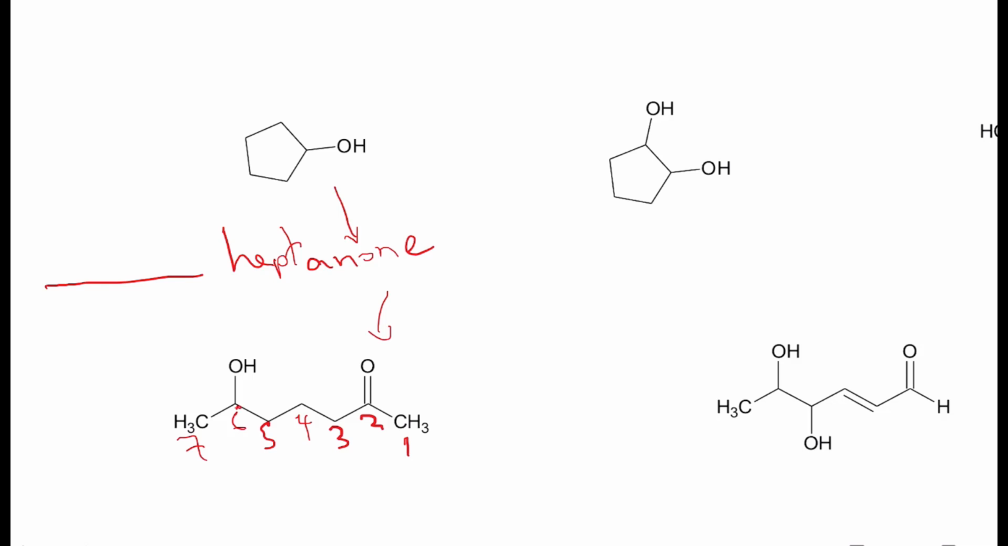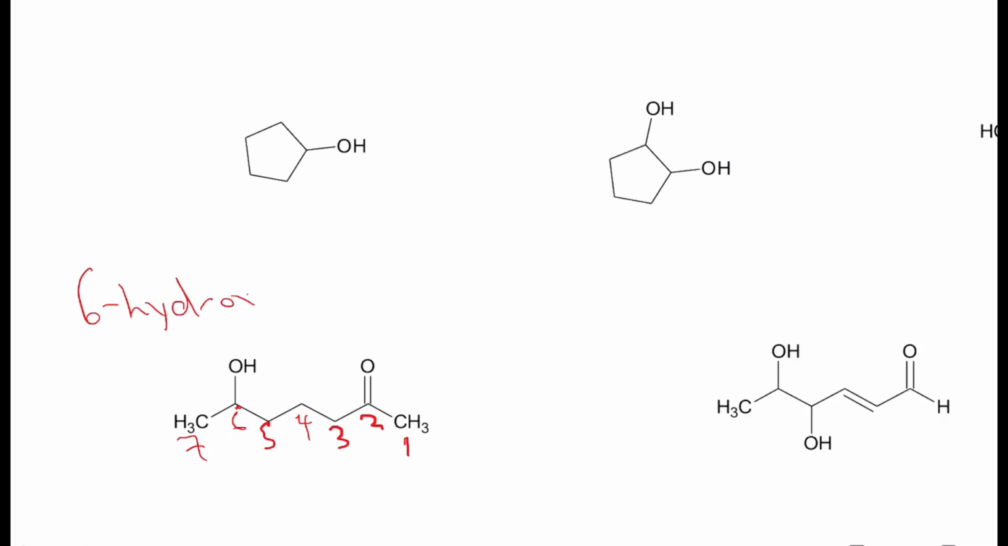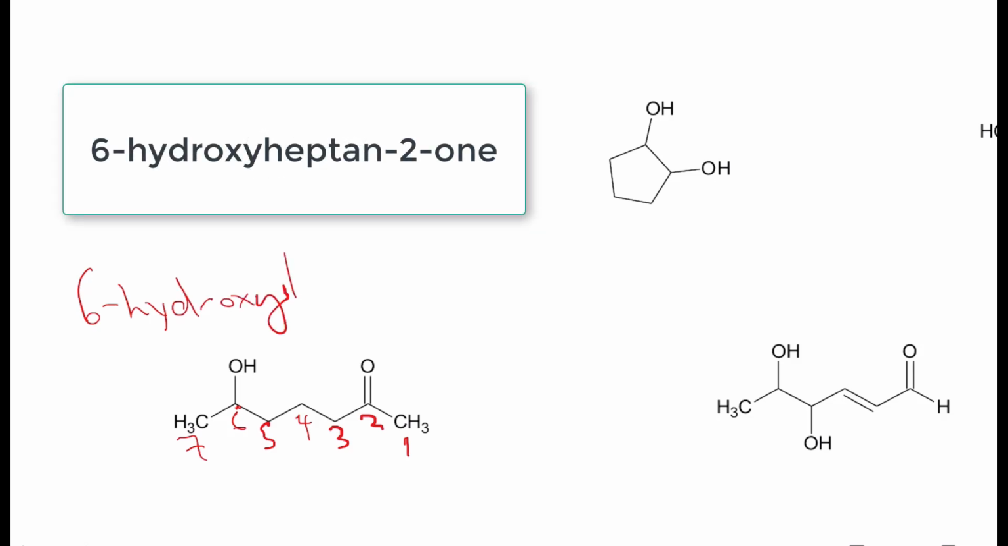So let me rewrite this to include all that information. I'm going to have a 6-hydroxy-hept-an-2-one. Again, I dropped the E because I have a vowel here on the other side, so I don't need the E anymore. And that finishes off that molecule.